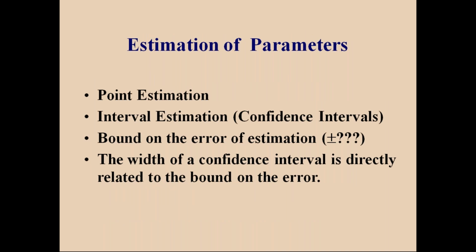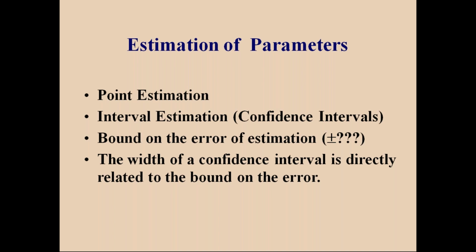Next one is estimation of parameters. The first point is point estimation. The second point is interval estimation. Interval estimation is nothing but the confidence interval. What are the confidence intervals? We know the 99% confidence interval, and another one is the 95% confidence interval.